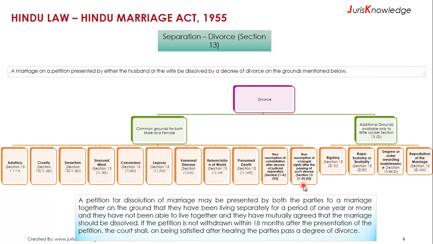A petition for dissolution of the marriage may be presented by both the parties to a marriage together on the ground that they have been living separately for a period of 1 year or more, and they have not been able to live together, and they have mutually agreed that the marriage should be dissolved. If the petition is not withdrawn within 18 months after the presentation of the petition, the court shall, on being satisfied after hearing the parties, pass a decree of divorce.